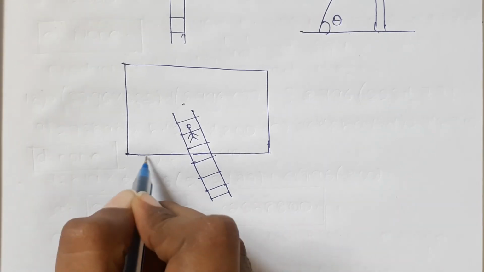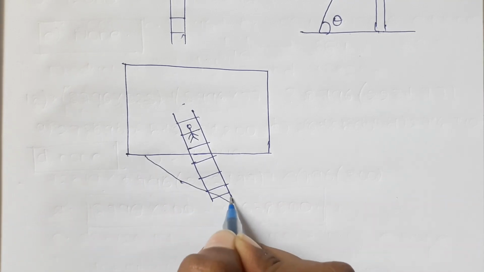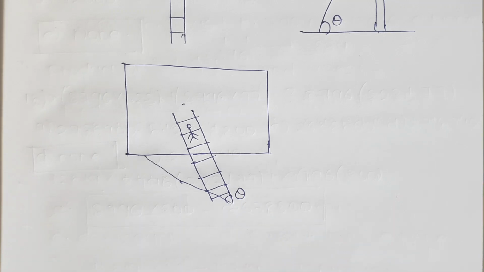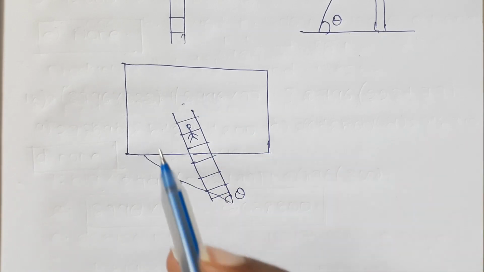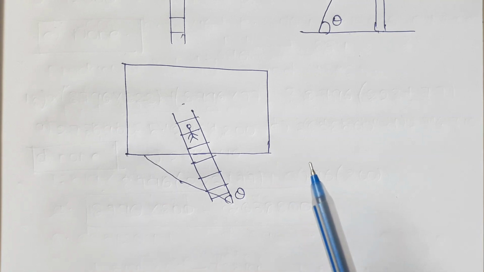Here the bottom of the ladder will make a triangle with an angle theta. And if the person wants to paint at a higher position, then what will the person do? What will be the change of the ladder with the ground? And this is another example.